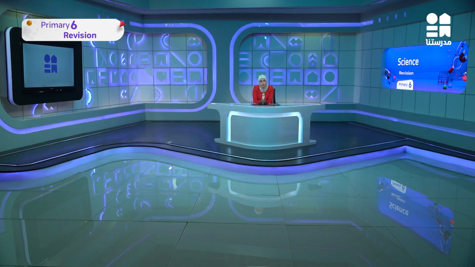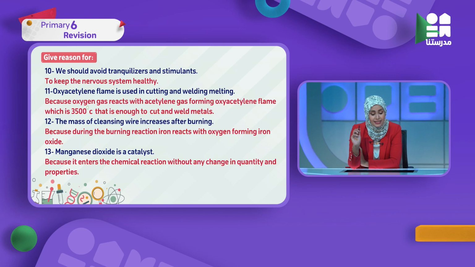Does this happen with every chemical substance? No, most chemical substances break down, like hydrogen peroxide, which will break down. But manganese dioxide is nice. It enters the chemical reaction without any change. It stays with me throughout the reaction as it is. So when I ask you to give a reason why manganese dioxide is a catalyst, you say the definition of a catalyst: it is a chemical substance that enters the chemical reaction without any change in quantity and property. Quantity means amount, property means description. It's a black solid substance and it remains a black solid substance.